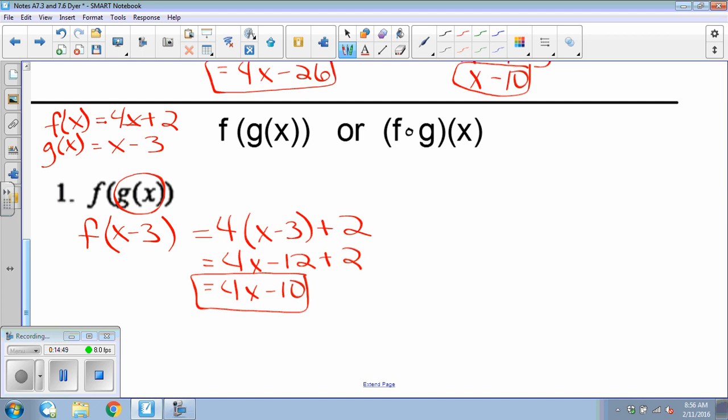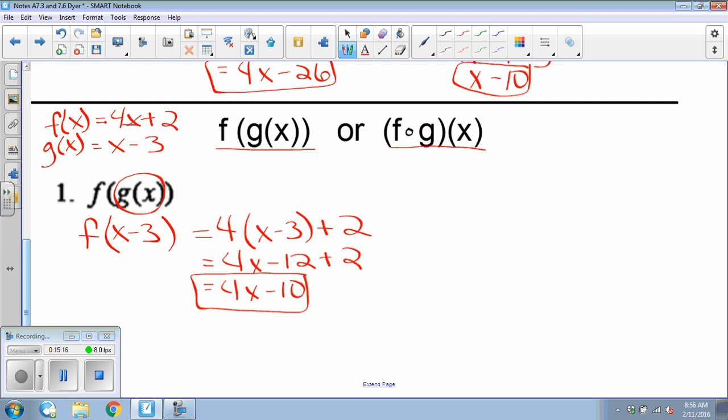Now, the other notation, remember I showed you 2 different kinds of notation they can ask you. This looks like fog, but it's f of g of x. This is the same thing as that. It's just a different way to notate it. If this was filled in, then that would mean f times g.